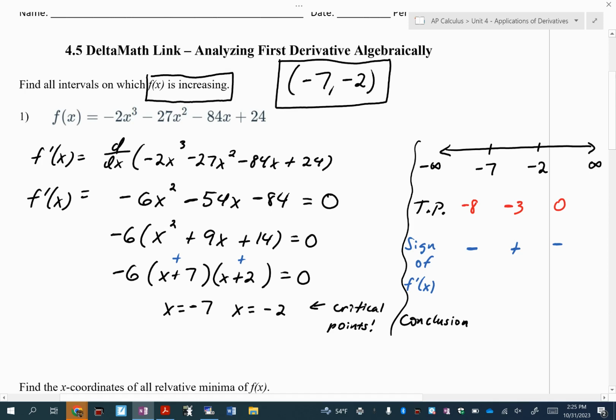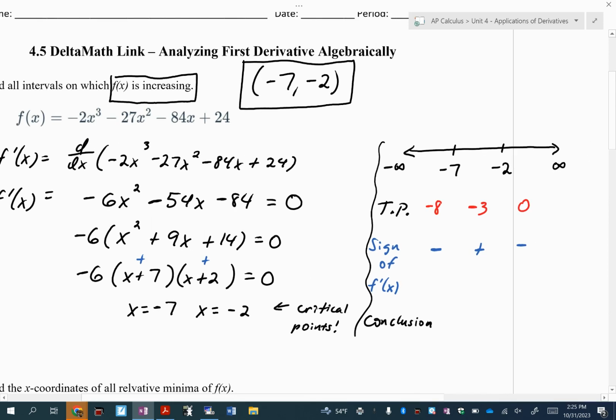David, go ahead. So that means that throughout any point between -7 and -2, it's always increasing. Always increasing. You're right. I'm going to show you here in a moment.